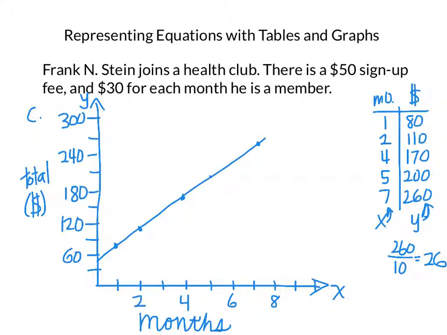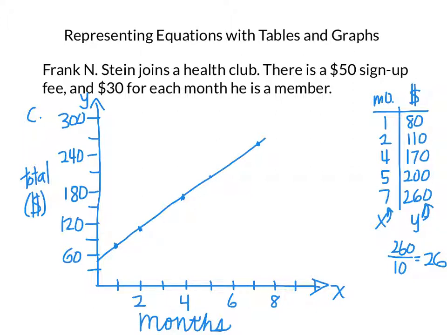Part D wants us to describe the relationship between the two quantities and define the variables. When it wants us to describe the relationship, it's saying as x increases, what happens to y? In our case, the x is the number of months. So as the number of months increases, what happens to the y, or in this case, the amount of money? Well, the total cost increases as well.